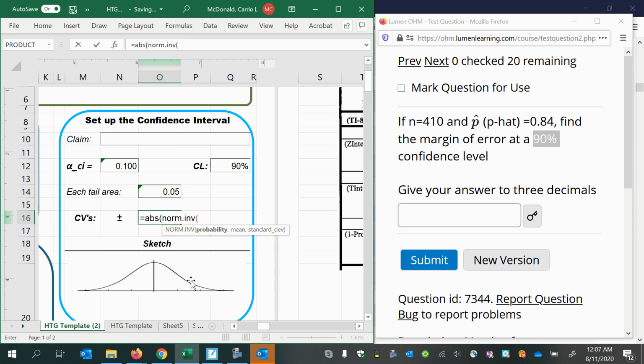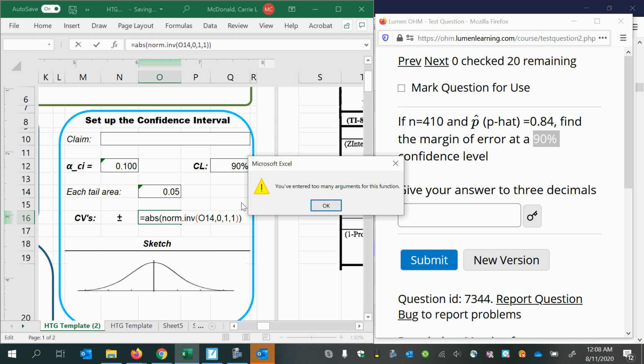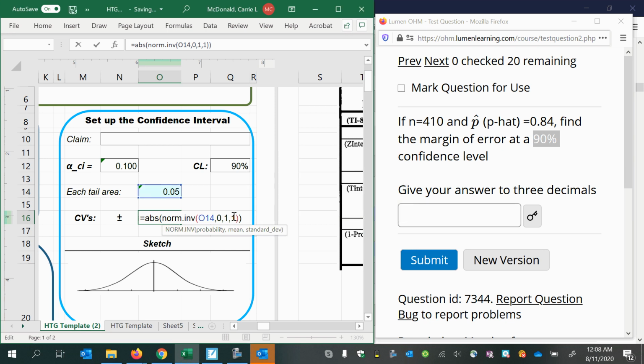Norm.inverse is used for finding boundaries under the normal curve, and it requires a left-hand probability, which we have here, 0.05, the mean of 0 and standard deviation of 1, of course, because it is a z-score boundary that we're looking for. And the absolute value I just have on the outside because I want this to be positive. And I don't need cumulative here. I think that we're good there. So here is my critical value. Now I'm going to need that to calculate my margin of error.